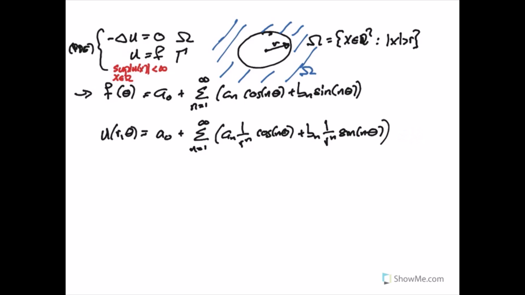Sometimes, though, let's just point out that there's another solution. It's also perfectly natural to ask for. We might ask for the solution u of r, theta, where we keep these decaying terms, but maybe we want the log term here.